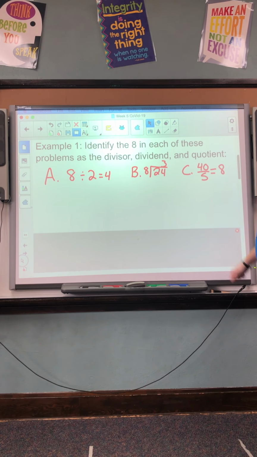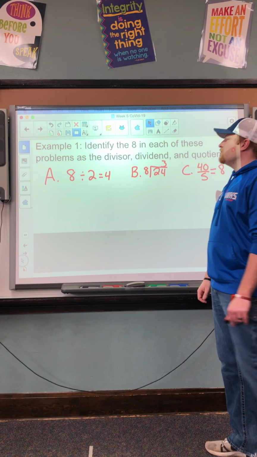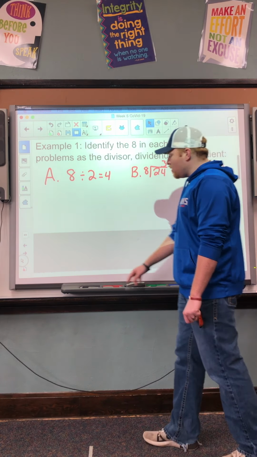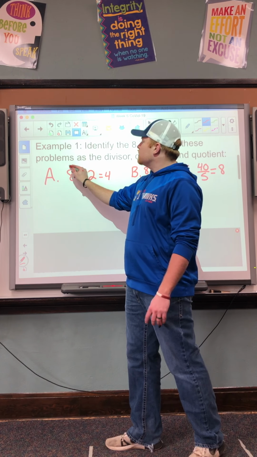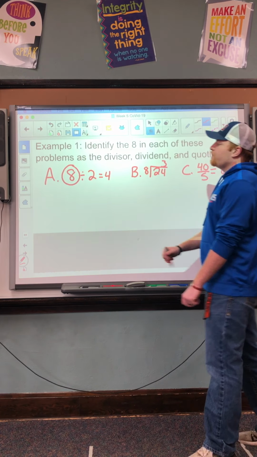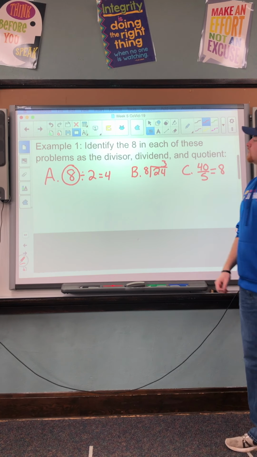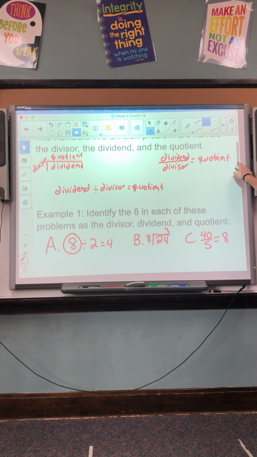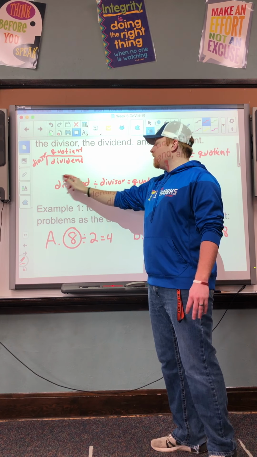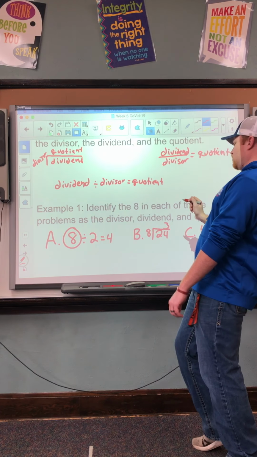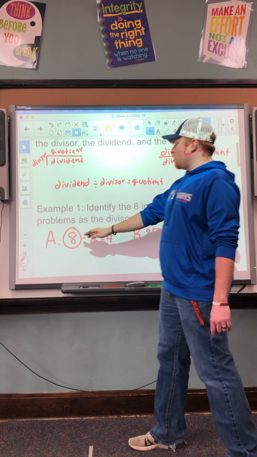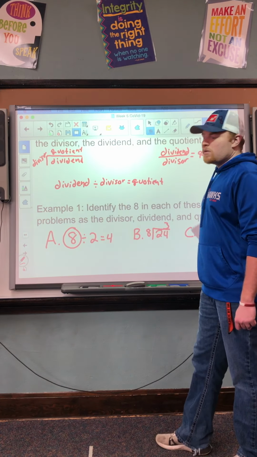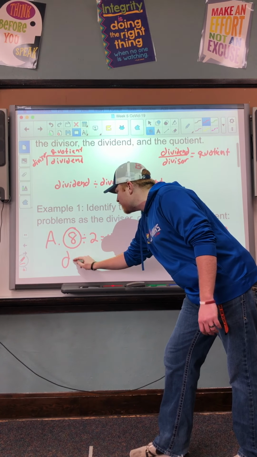It's asking, identify the 8 in each of these problems as the divisor, dividend, and quotient. So now we have to find the 8 first. Here in letter A, is that the divisor, dividend, or quotient? Let's look up here at this example. The first number in this type of division problem is the dividend. So that would be your answer.